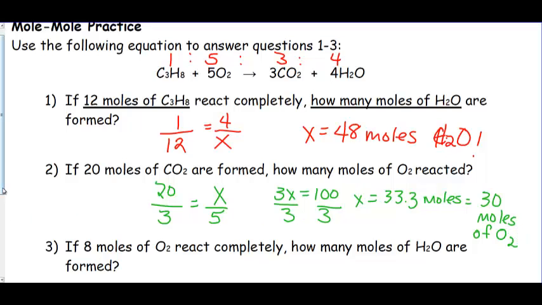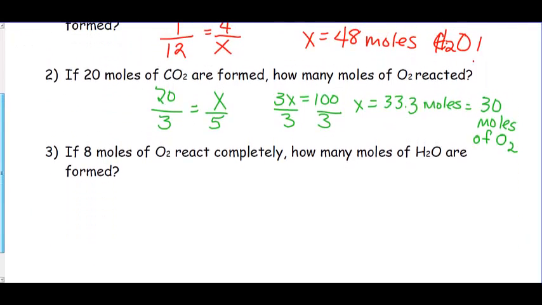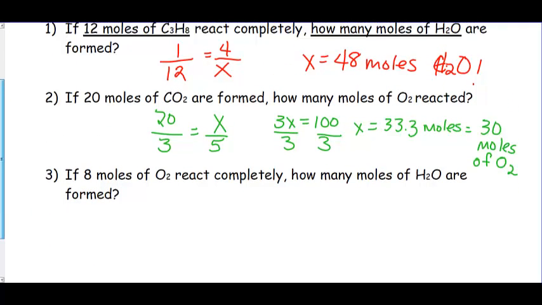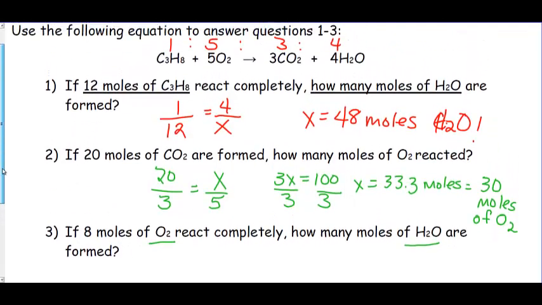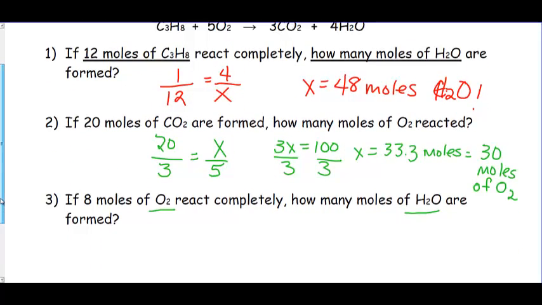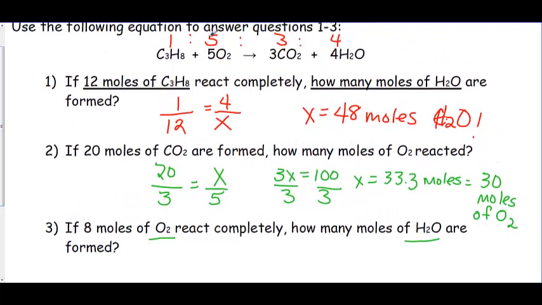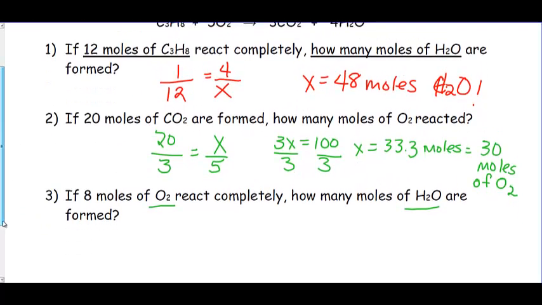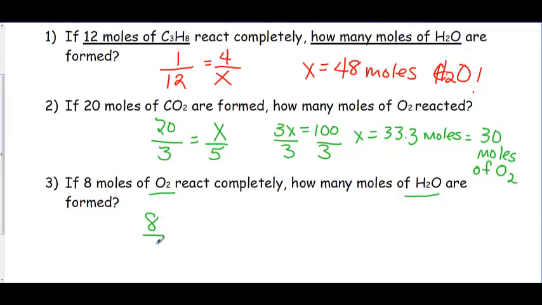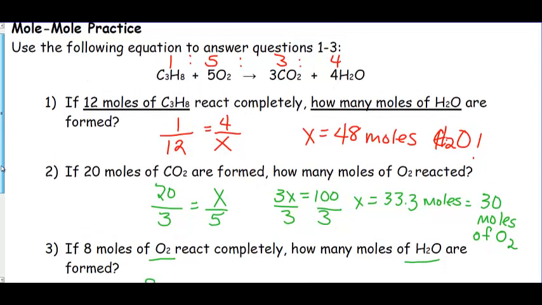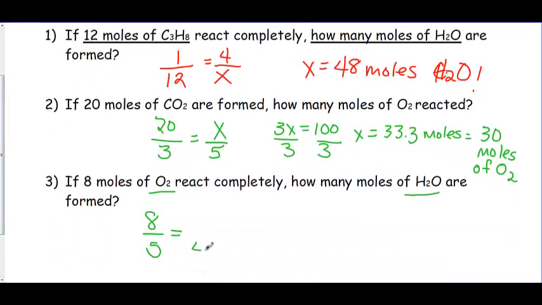Okay, number 3, if 8 moles of O2 react completely, how many moles of water are formed? So here we go. These are the numbers that we're looking for to set up in our ratios. So we have 8 moles of O2. Okay, so that would be an 8 to 5 ratio according to this for O2. So we are going to set that up, 8 to 5, and then generally in the equation 4 moles are produced, so that's going to go on the bottom. We want to know how many are formed if we change the number to 8.